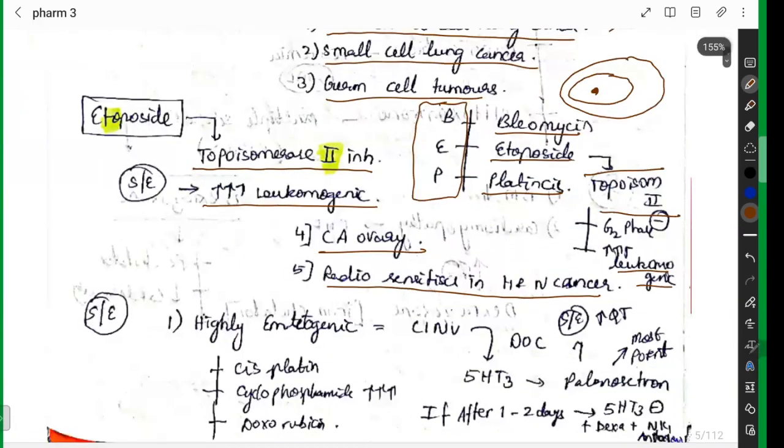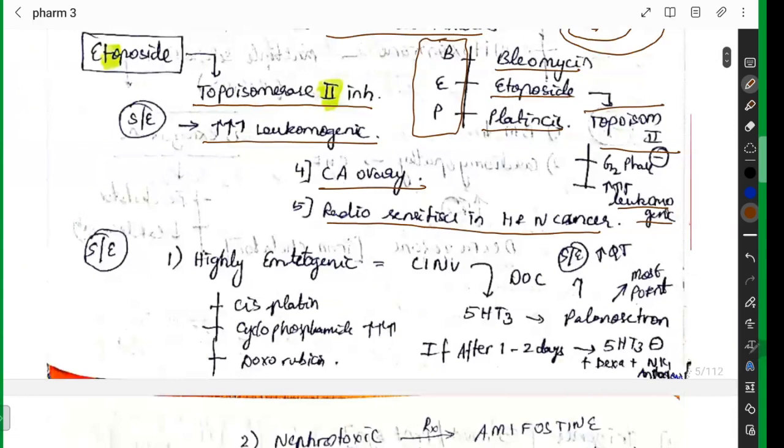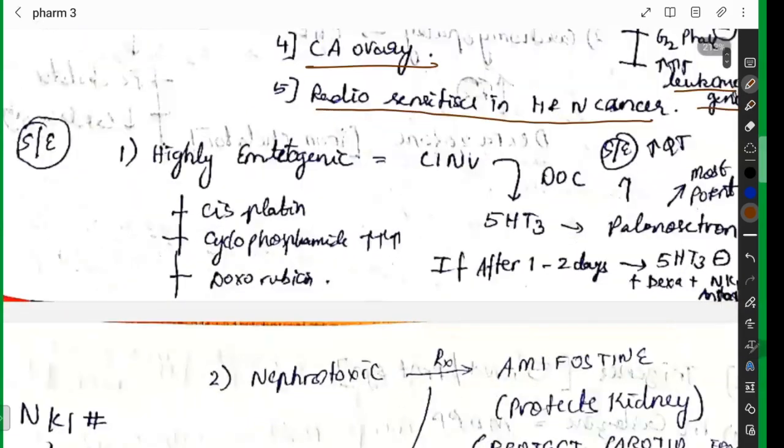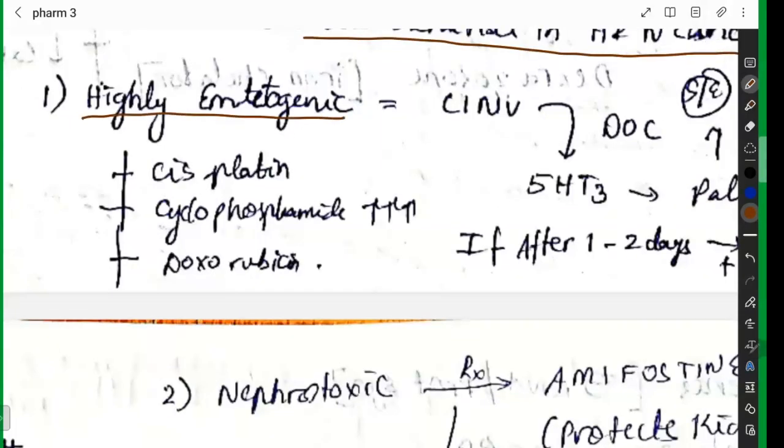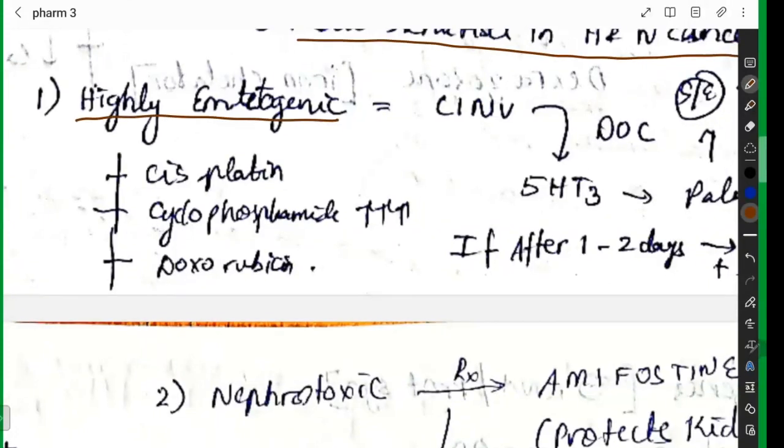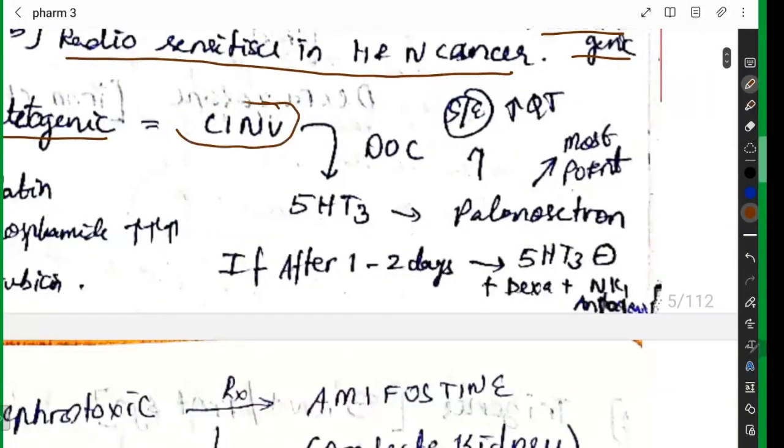So what are the side effects of your cisplatin? Remember, this cisplatin is highly emetogenic. What is that? It is going to cause vomiting. That is what you call chemotherapy-induced nausea and vomiting. What is the drug of choice in chemotherapy-induced nausea and vomiting? It is going to be palonosetron. Palonosetron is the drug of choice.